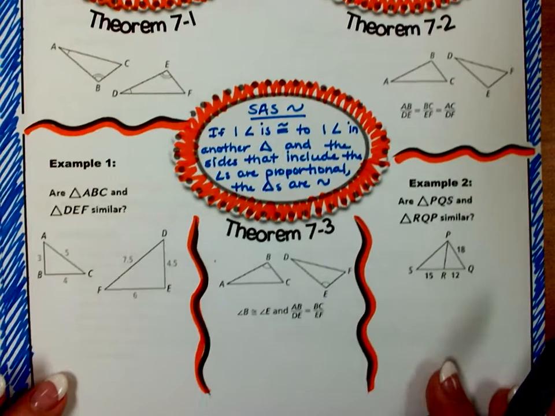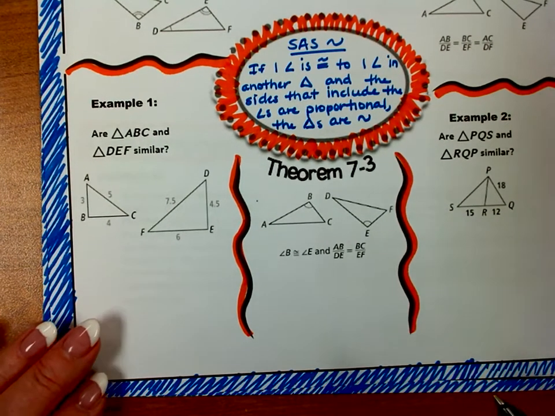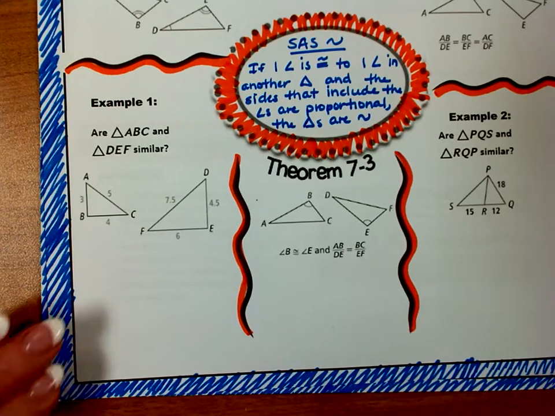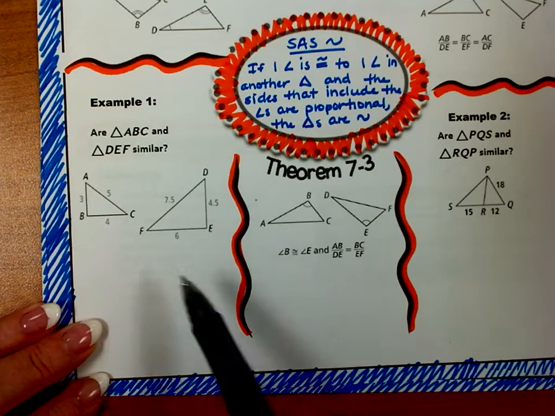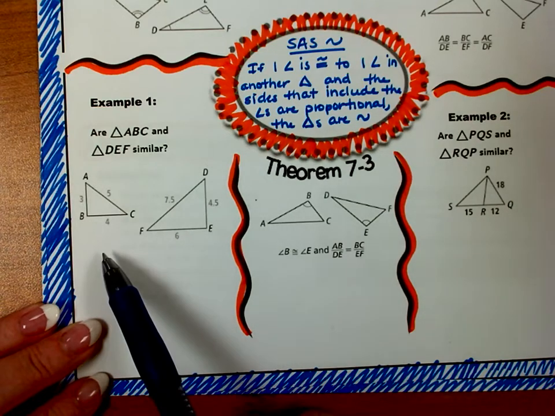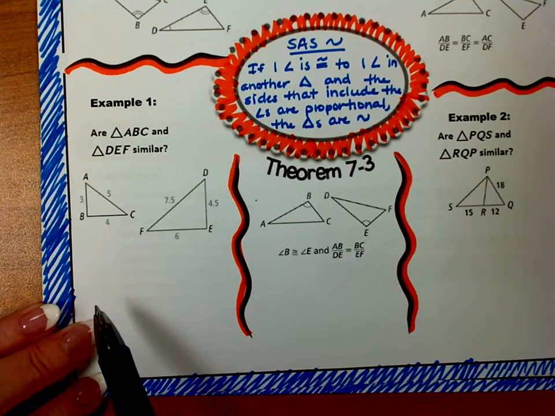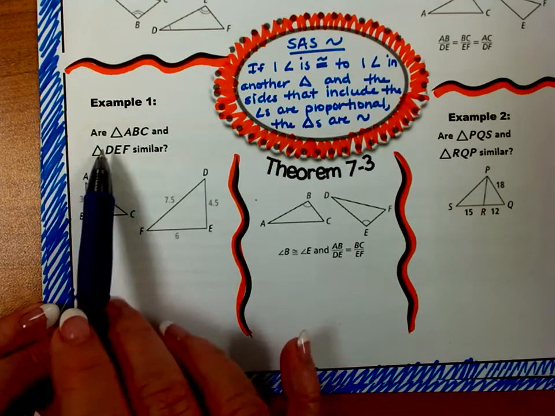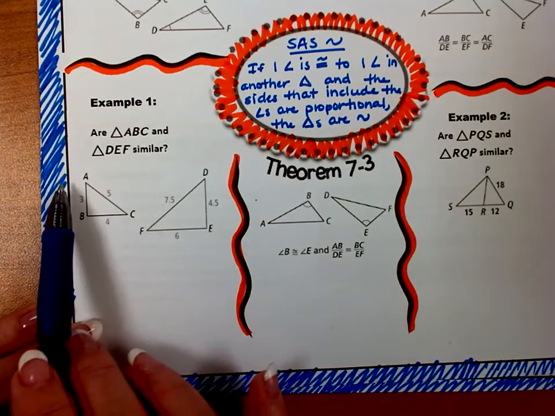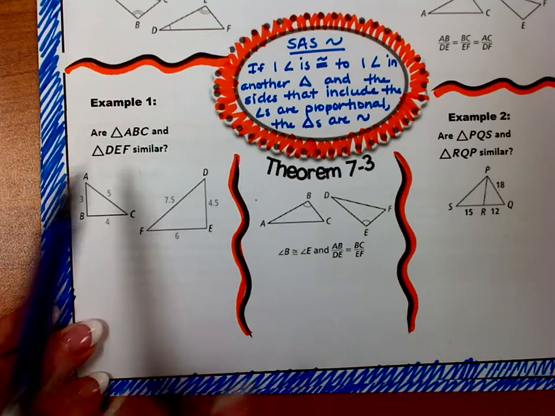So let's take a look at example 1. In example 1, we're given all of the sides. So we can use theorem side, side, side in order to see if these two triangles are similar. So instead of trying to match up the sides based on how they look, let's go by the names of the triangles because these are supposed to be in order.